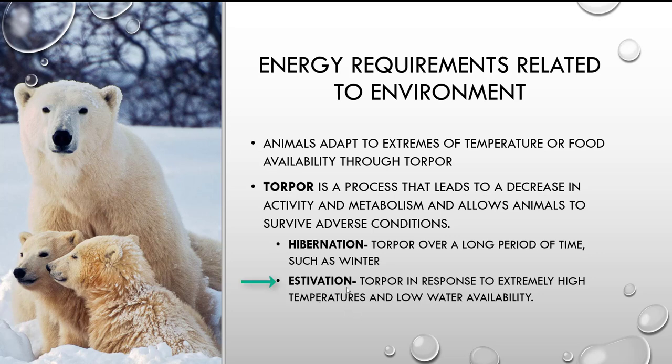estivation is basically hibernation during hot temperatures and low water availability. So it's a way that organisms, if it's a very hot time period, particularly in desert regions, areas that have really high temperatures and not very much water availability, can go into estivation, where they can slow their metabolisms and decrease their activity, so that they can survive on minimal water availability and live through that extreme period of high heat temperatures.